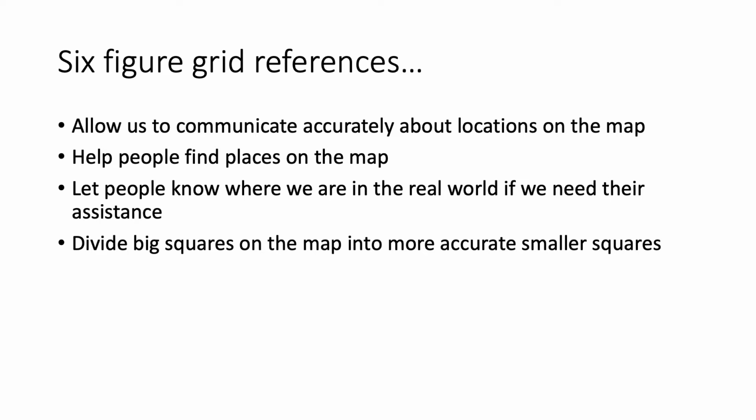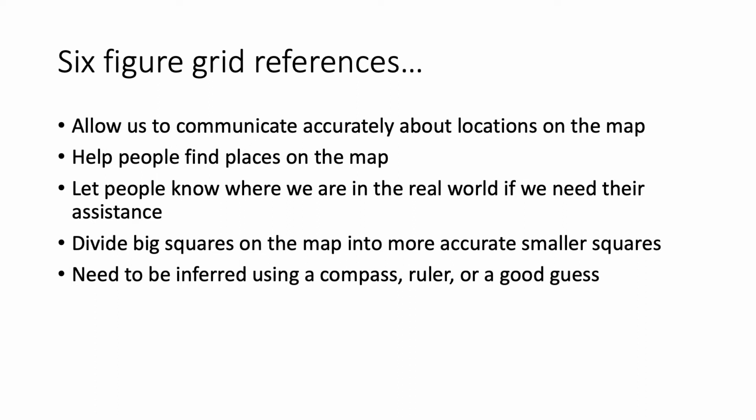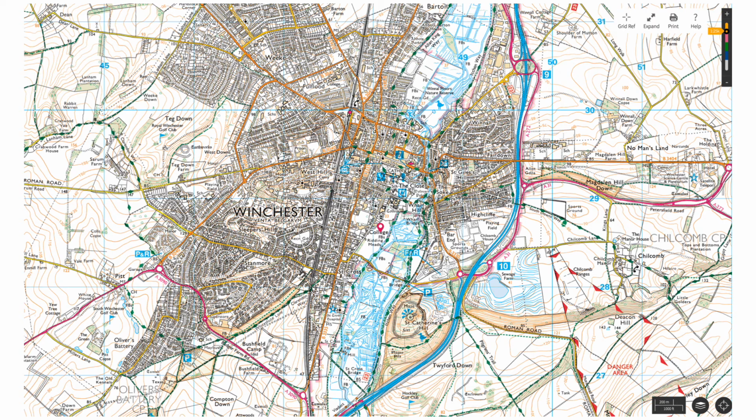The six-figure grid reference divides the big blue squares on the map into more accurate smaller squares, but because the map's very busy, we need to infer them using a compass, a ruler, or a good guess, because they're not actually shown on the map. Here's an example of a map.